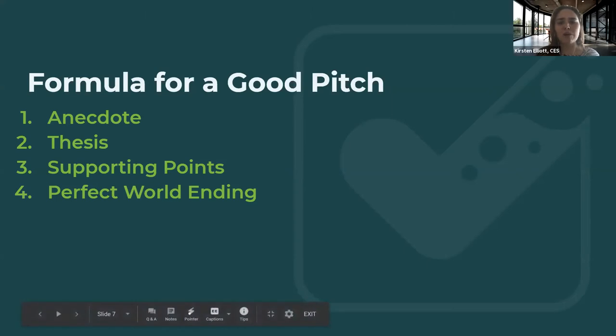So if I'm writing a grant proposal, I let the funder know that there are lots of problems in our democracy, but there's a really easy and simple way to fix it. And I try to get into that as quickly as I can.